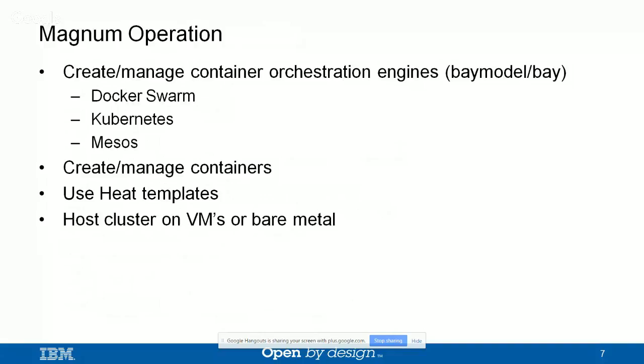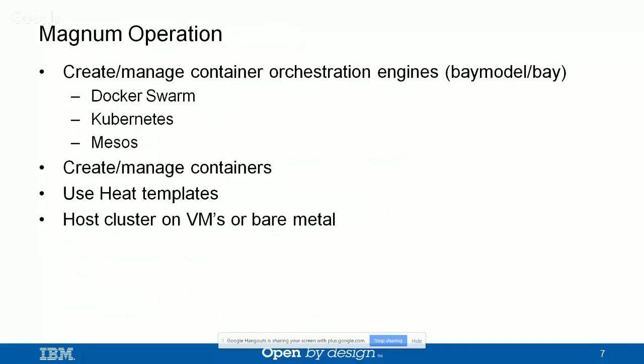A cluster is called a bay, and before you create a bay, you have to create a bay model. A bay model is nothing more than a collection of parameters that serves as your template to create a bay. You can create a model for Docker Swarm, Kubernetes, or Mesos. So that's the first thing you have to do: create your bay model, and then from there you can create your bay.